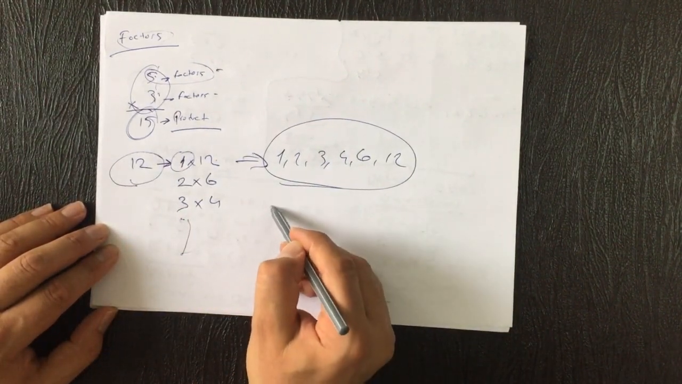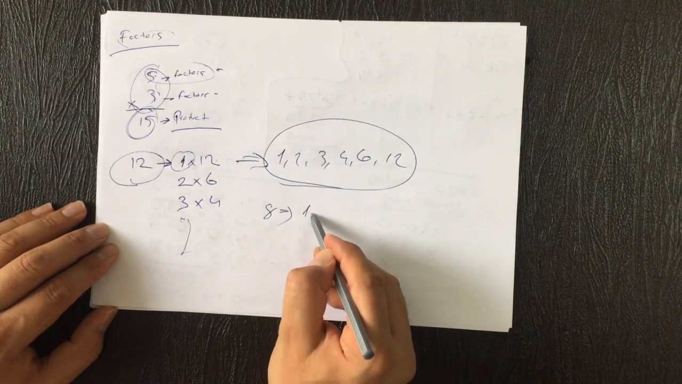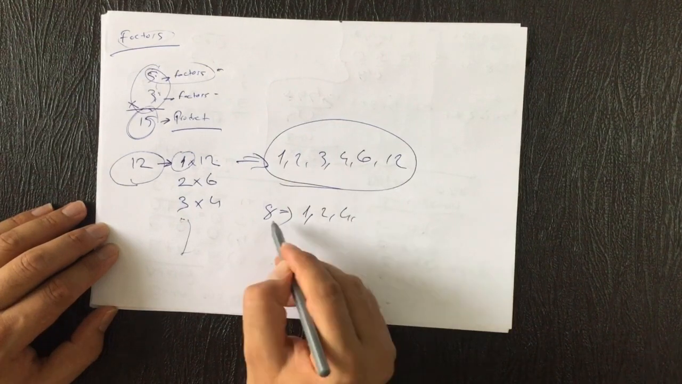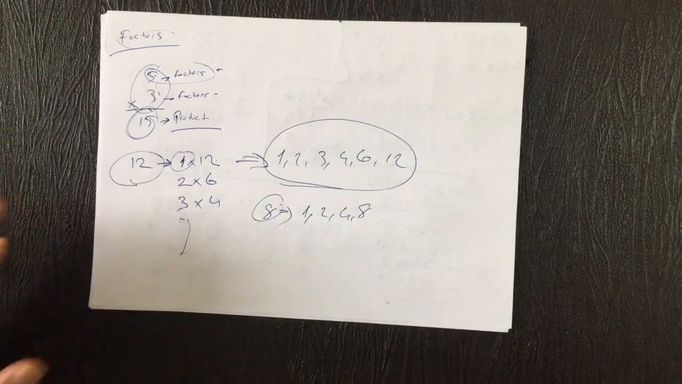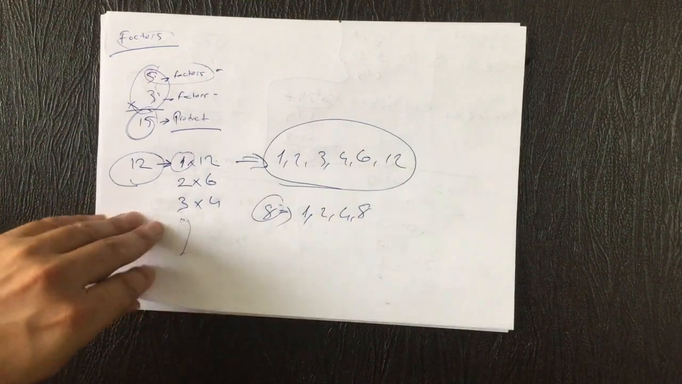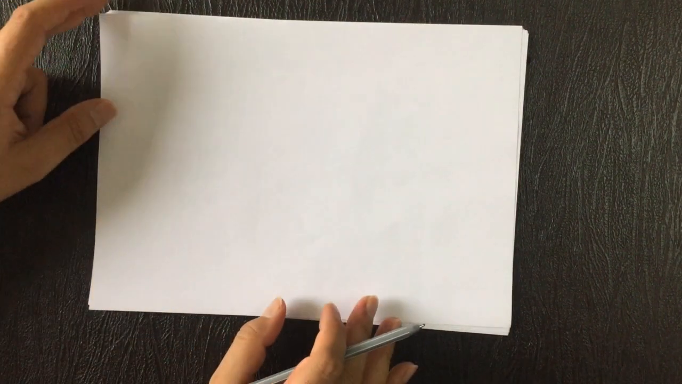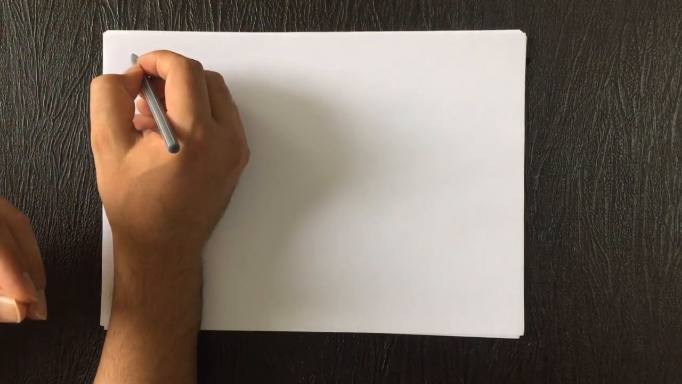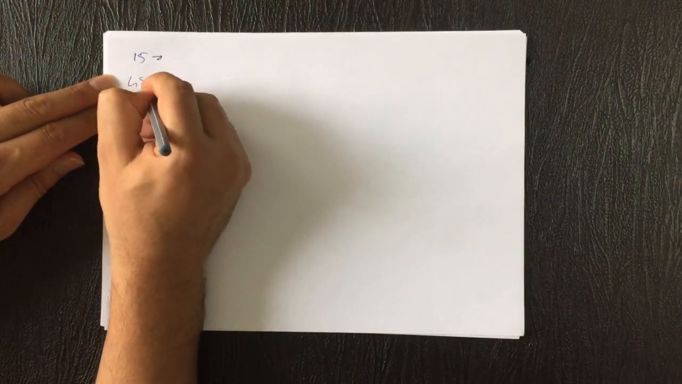Easy. For example, what about 8? Factors: you can say directly 1, 2, 4, and itself, 8. Okay, so right now we will write two numbers, then find the factors, then find the common factors. For example, 15 and 45.